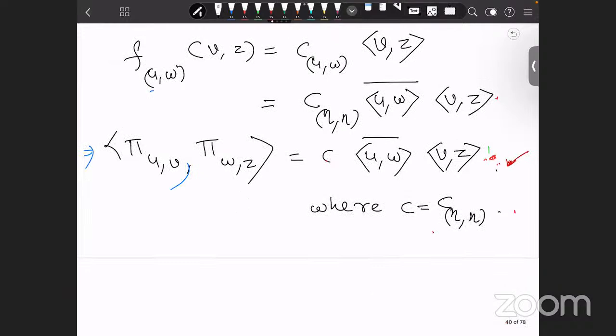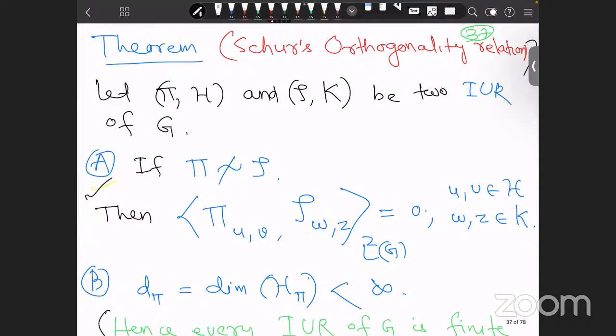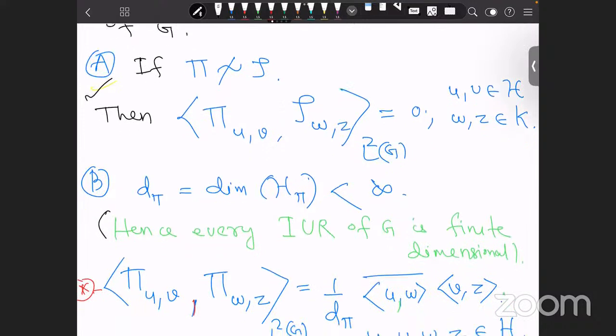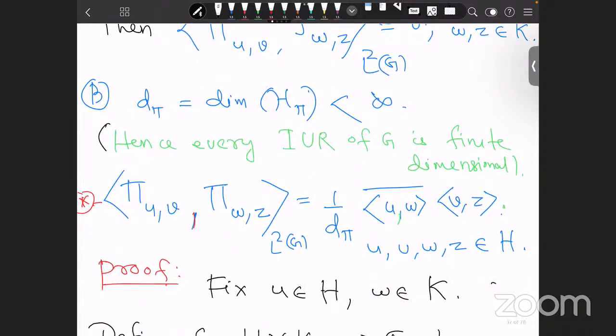Okay. So recall in the previous lecture, we were trying to prove this theorem: let pi comma H and rho comma K be two irreducible unitary representations of G. If pi is not equivalent to rho, then the inner product of pi u comma v and rho w comma z is equal to zero. And the second part of the theorem: d pi, the dimension of H pi, is finite, and the inner product of pi u comma v with pi w comma z is nothing but 1 by d pi times the inner product of u and w times the inner product of v and z.